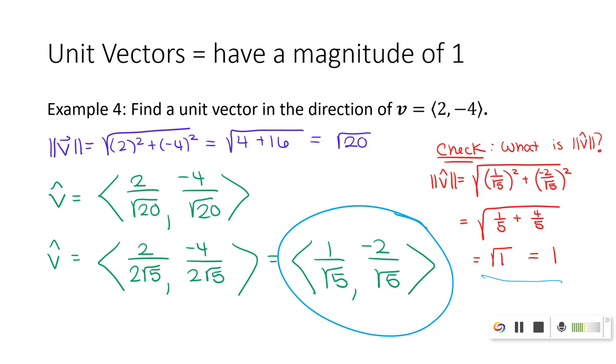Okay, but anytime you want to find a unit vector, you can just take that vector and divide it by its magnitude.